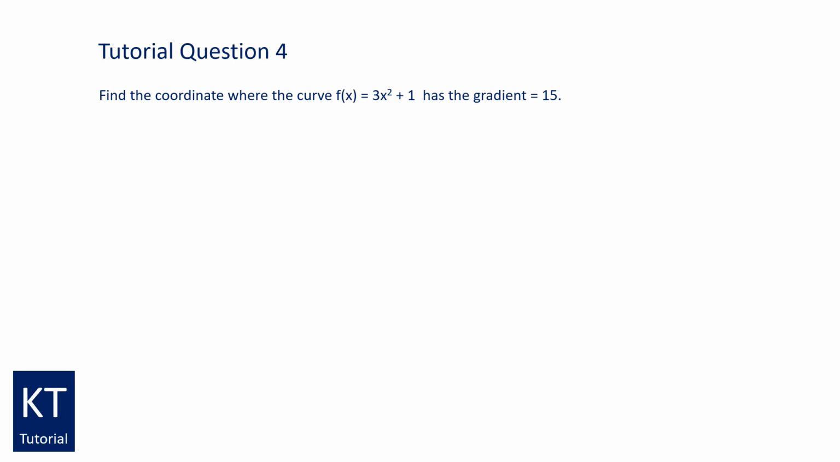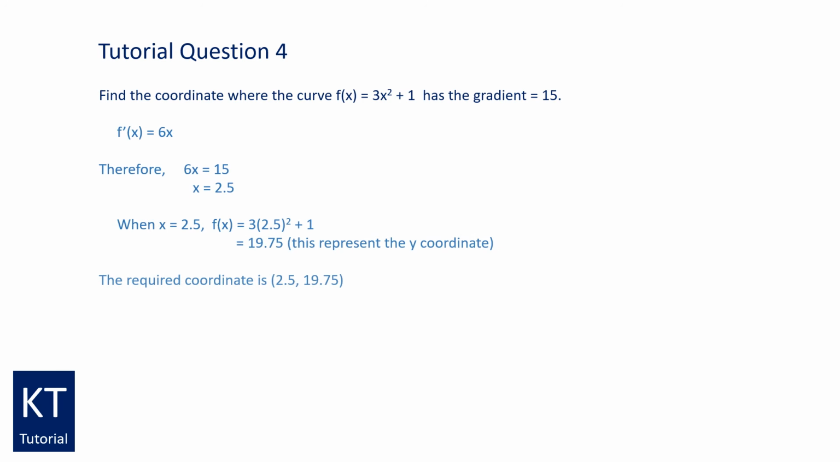Tutorial question 4. Find the coordinate where the curve f(x) equals 3x squared plus 1 has the gradient of 15. For the question, its first derivative is 6x. Therefore, 6x is equal to its gradient of 15, enabling us to solve for x being equal to 2.5. When x is 2.5, f(x) can be calculated as 19.75, which incidentally is the y-coordinate. Therefore, the required coordinate is (2.5, 19.75).